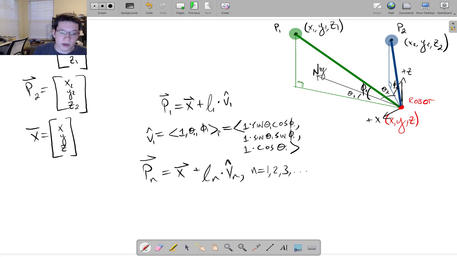Now we're interested in where x is. So what is x? Well, x is equal to Pn minus ln times Vn hat, right? For all n equal to 1, 2, 3.